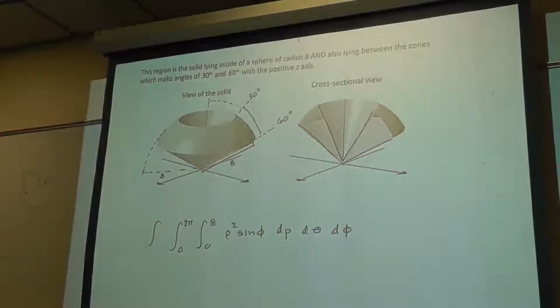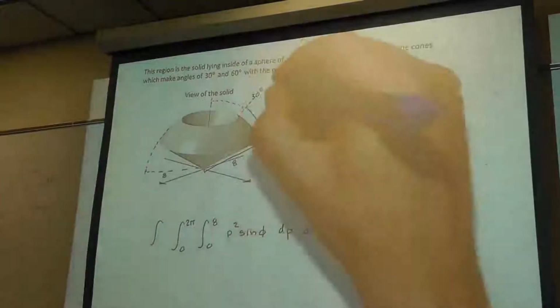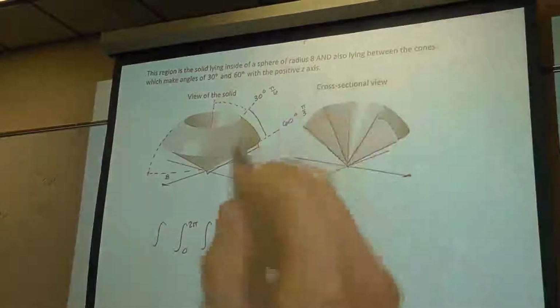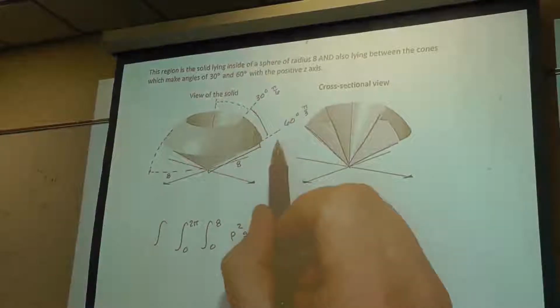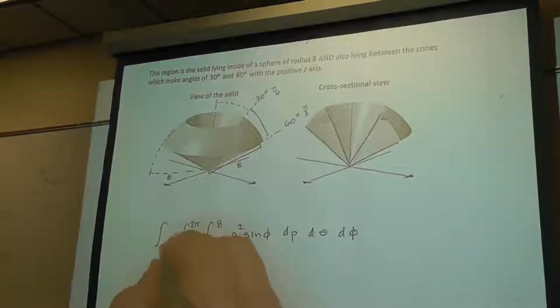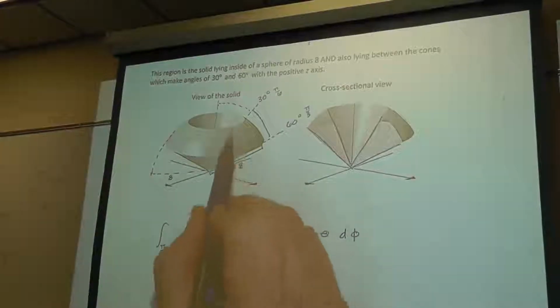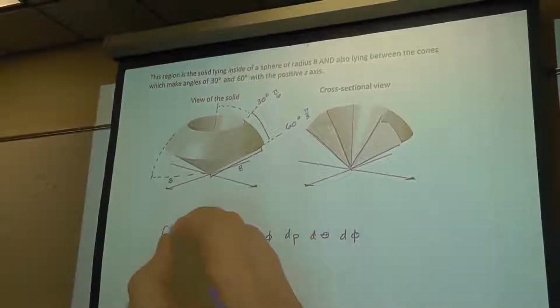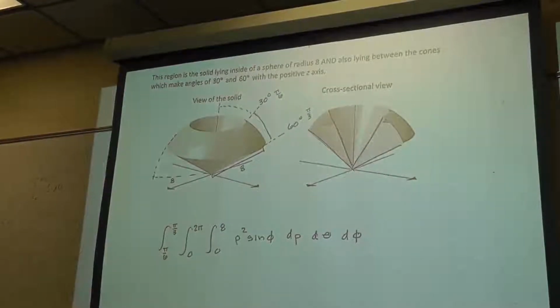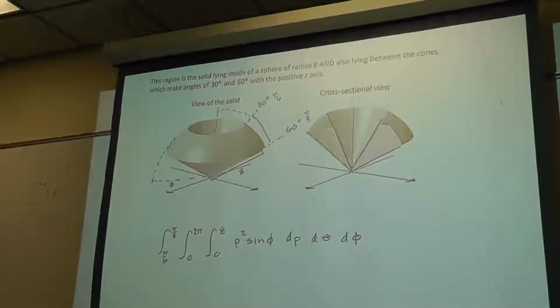Pi over 6 to pi over 3. Pi over 6 is 30, pi over 3 is 60. You ever notice how the 6 and the 3 kind of swap out there? That's the way I committed it to memory. So pi over 6 is the beginning value of phi where this region exists, and this region ceases to exist once you pass phi equals pi over 3 off the z-axis. Okay? That's it.